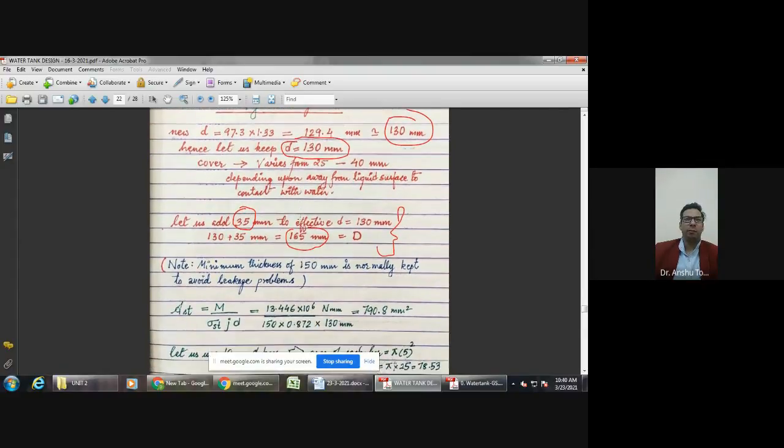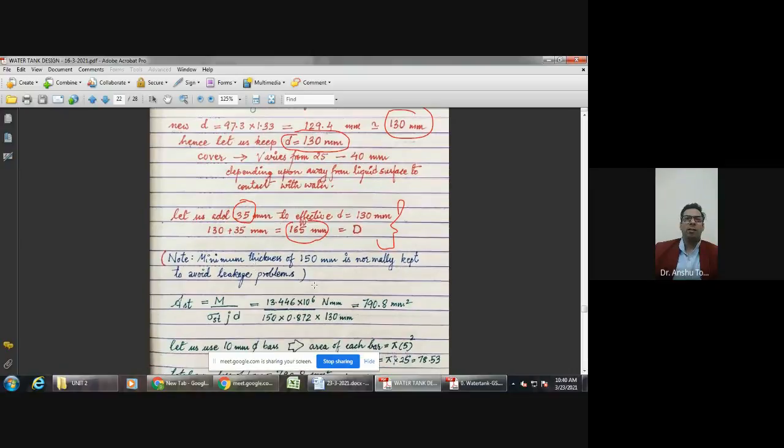of reinforcement. One more clause is there that a minimum thickness of 150 mm is normally kept to avoid leakage problems. So 150 mm is the minimum thickness that we provide. अगर आपका वैल्यू कवर ऐड करने के बाद 150 से कम आ रहा है तो आप 150 प्रोवाइड करोगे. अगर आपका 135 या 140 आ रहा है कवर प्रोवाइड करने के बाद, so in that case you will be going for a higher side value which is going to be 150 mm.